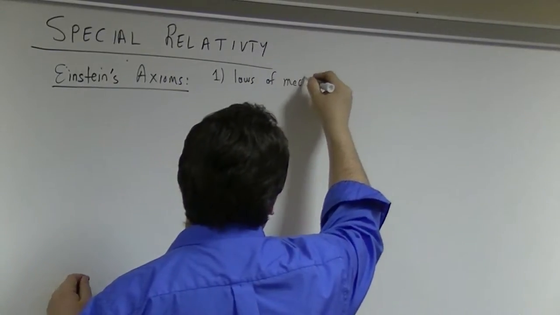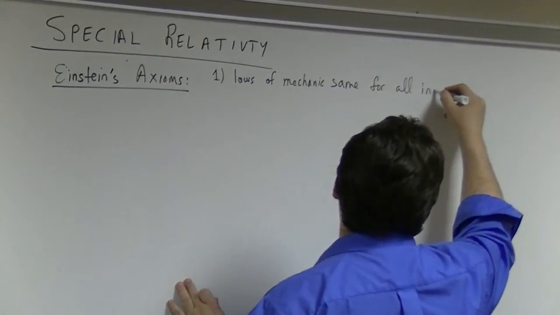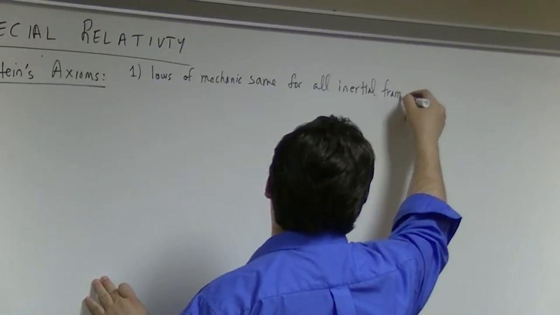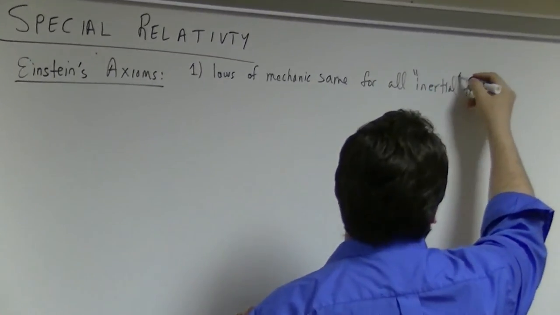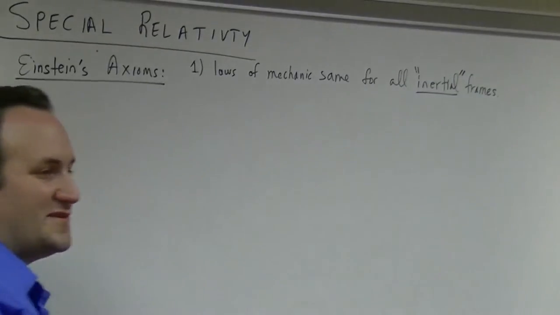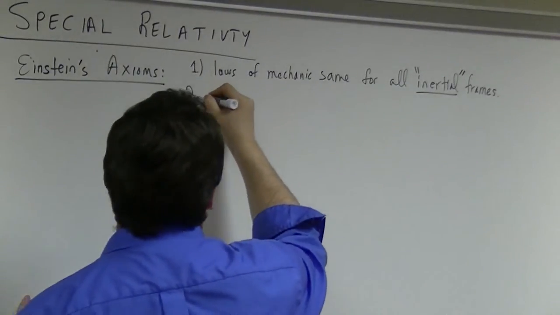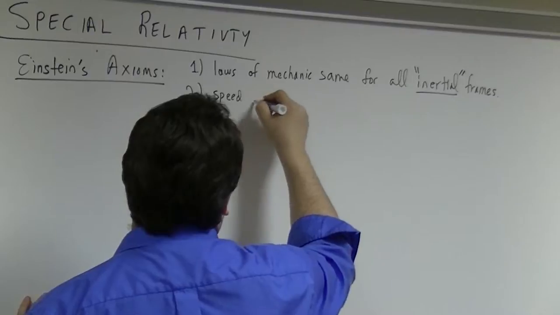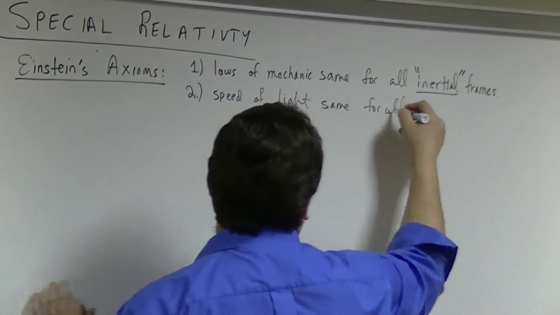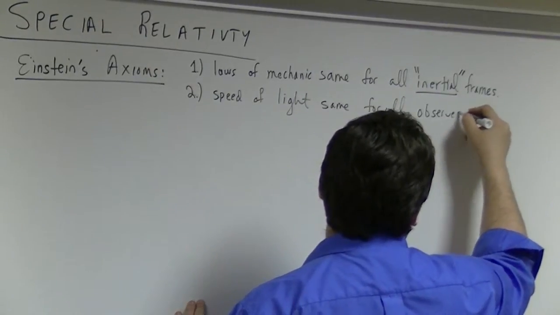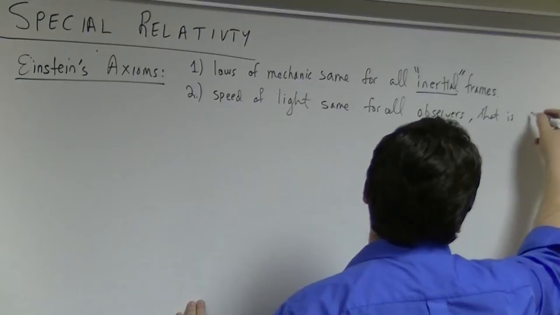Laws of mechanics same for all inertial frames. And let me put inertial in quotes because it's not any longer the notion we already have. We're talking about a new notion of what's inertial. Number two, speed of light same for all observers. That is, frames of reference.